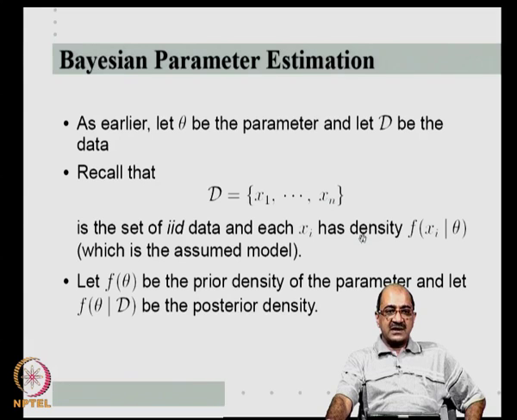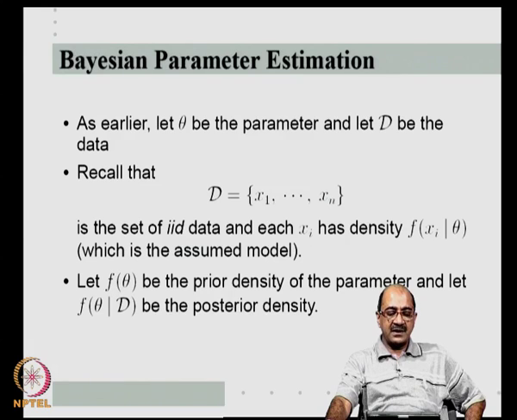Because we decided that the parameter itself is to be treated as a random variable, let f(theta) denote the prior density of the parameter, and let f(theta | D) be the posterior density. Just one caution about notation. Just to keep notation simple, we use f for densities of all random variables. When I want the density of theta, I write it as f of theta. When I want the density of x, I write f of x. So, in that sense, the symbol f is not specifying any specific function.